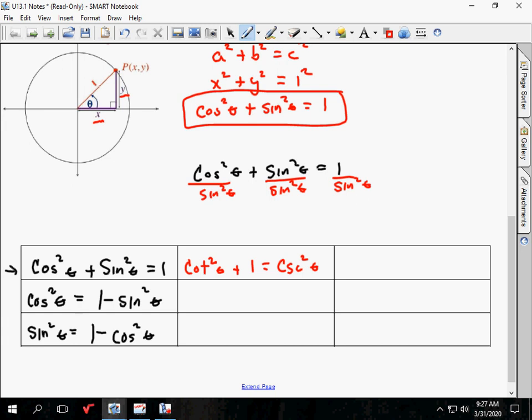Then I could take that and do the same thing that I did before, and I could get cotangent squared by itself. If I get cotangent squared by itself, I would subtract the 1 over. So I get cosecant squared minus 1. Then I could take the original one, cotangent squared plus 1 equals cosecant squared, and I could get 1 by itself. I could subtract cotangent squared over.